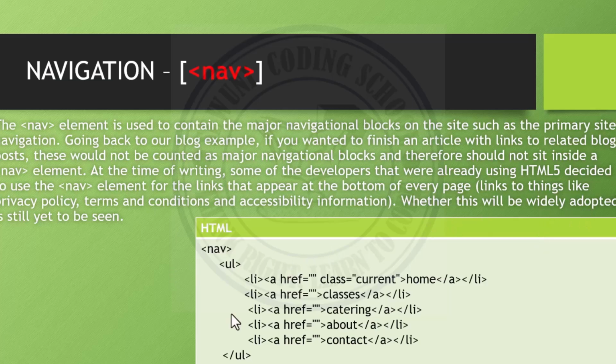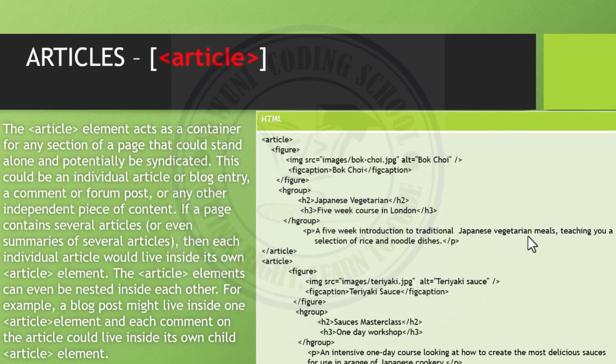So look at the example here. The nav bar contains an unordered list, and then each list item contains one particular nav item. So you see home with a link, you see the anchor surrounding it, and you see another item, catering, which is also a link, then classes, about, and then contact. And then the nav bar will end.